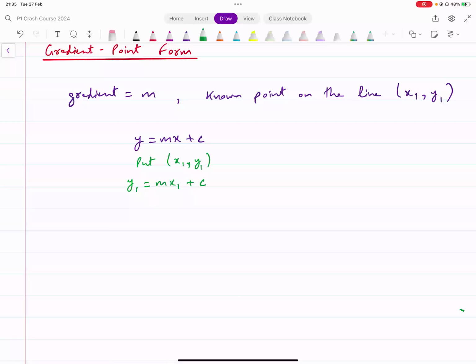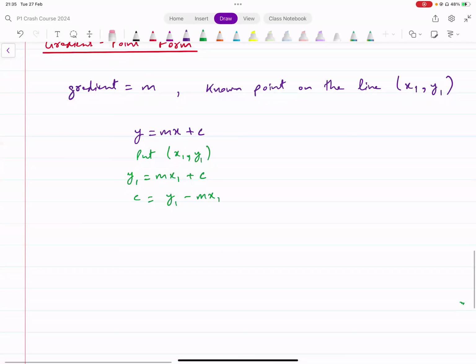Now, what does that give you? y1 equals mx1 plus c. What's the value of c that you get from this? c equals y1 minus mx1. And then what did you use to do after that? You would put this value of c back in this equation. c equals y1 minus mx1. Let's put that here. We get y equals mx plus, in place of c, you write y1 minus mx1.